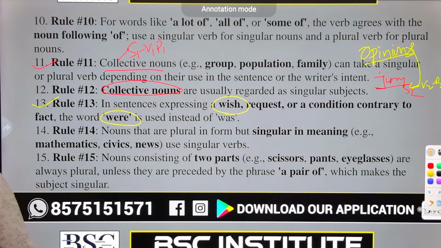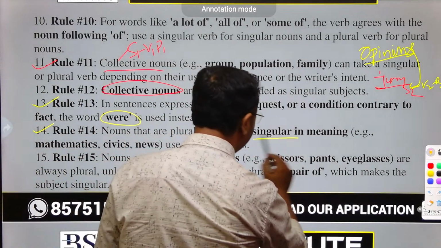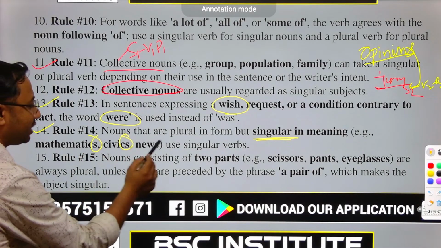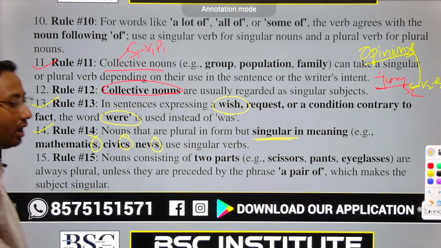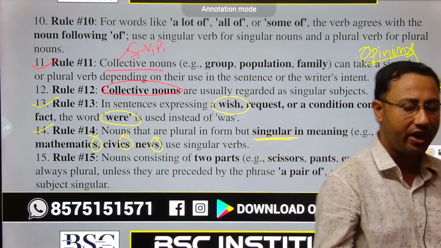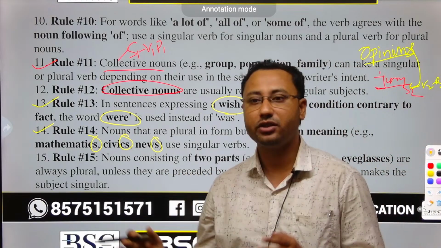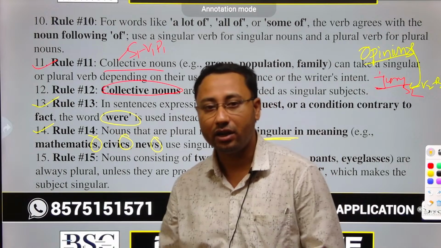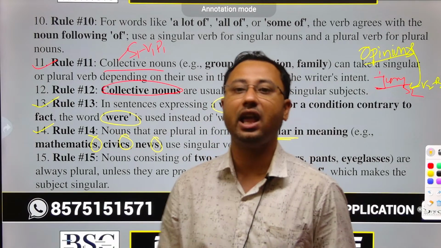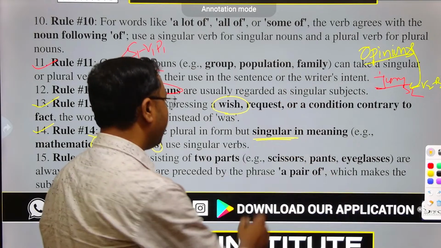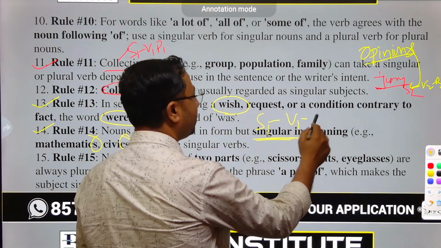Next, rule number 14. Nouns that are plural in form but singular in meaning. So here we have given bold. There are some nouns which end with s, but they are actually not plural. In many cases we know that nouns ending with s become plural, but there are some cases where these nouns ending with s are not actually plural. These are actually singular nouns. So singular noun, that means what? That means s1, and we know that s1 follows v1 follows p1.